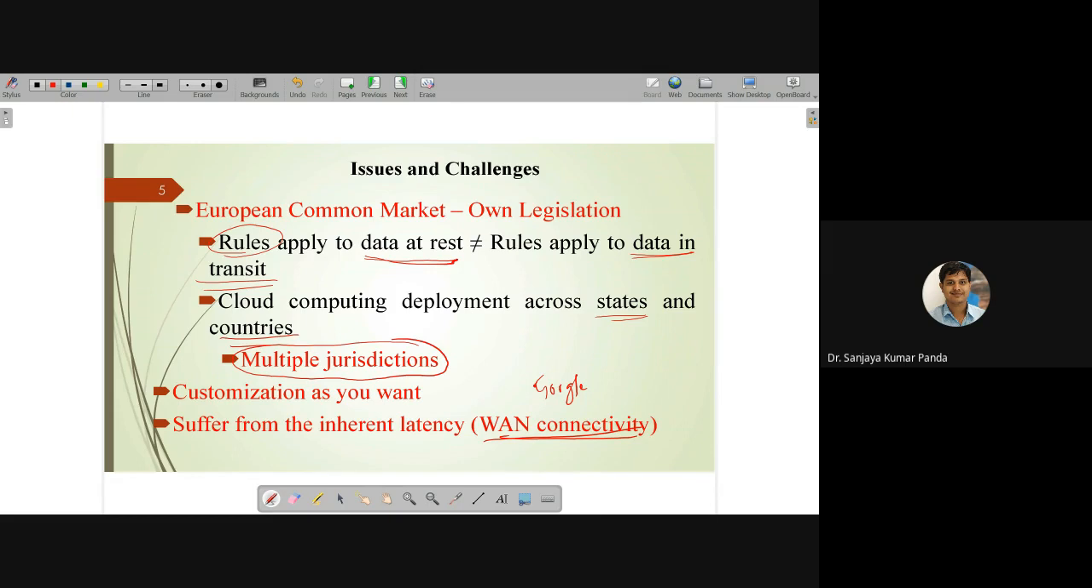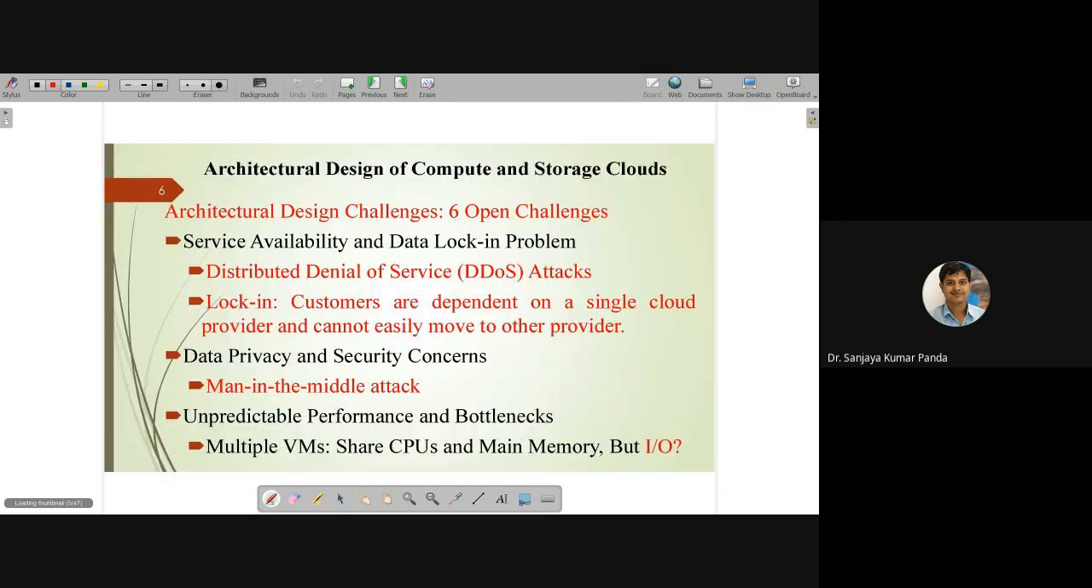Now, if you look into the architectural design, we have discussed cloud computing architecture, right? Different cloud computing architectures we have discussed. We have discussed the market-oriented architecture, and the business perspective architecture. So if you see such architecture design, it also faces some kind of security issues, or you can say open challenges. One by one, we are going to discuss.